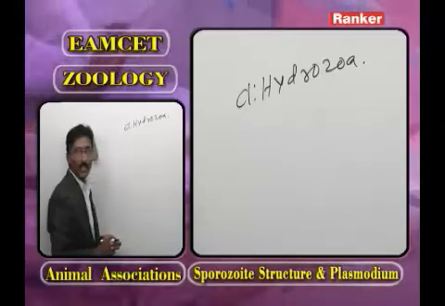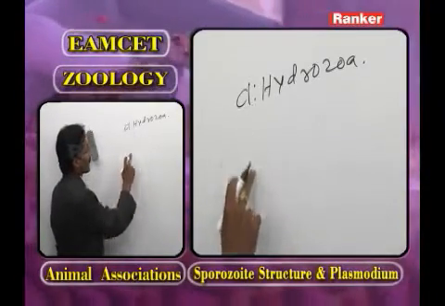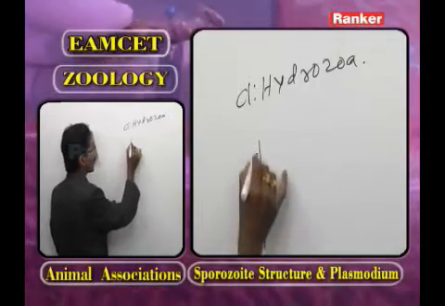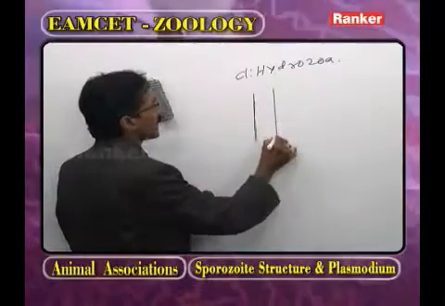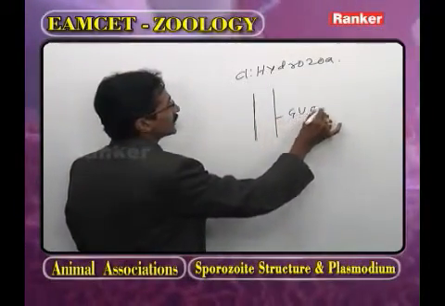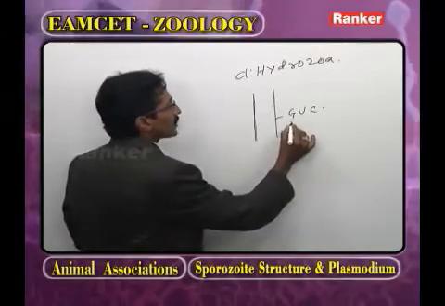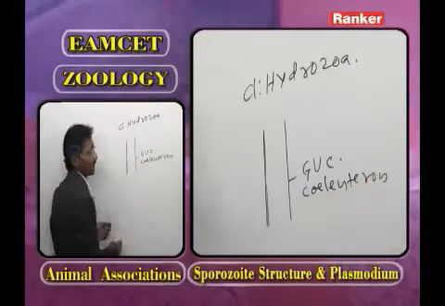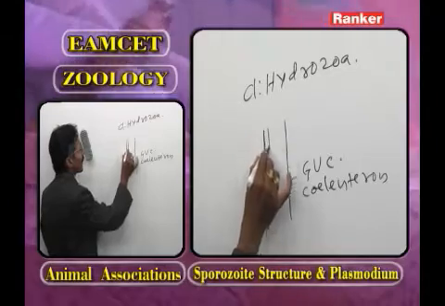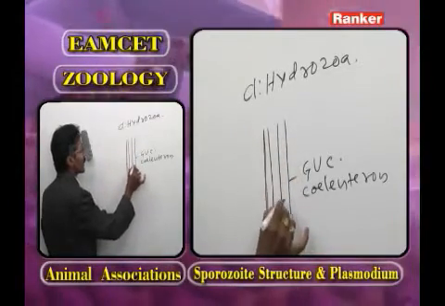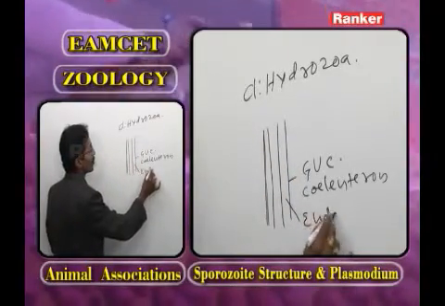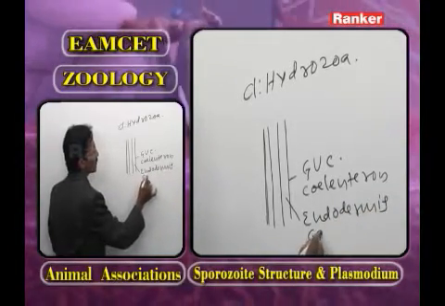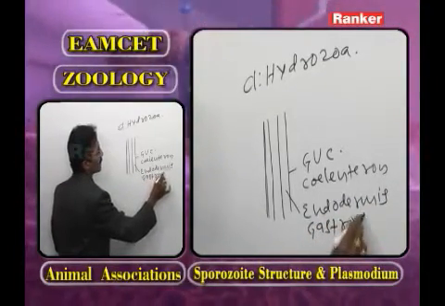Chlorohydra comes under the class Hydrozoa. As we observe the class Hydrozoa, this one we call the gastrovascular cavity. The gastrovascular cavity is also called coelenteron. The gastrovascular cavity is lined inside by endodermis.